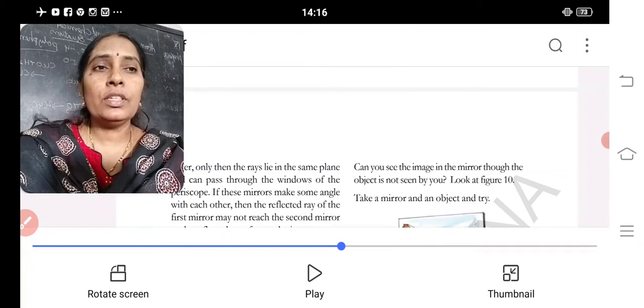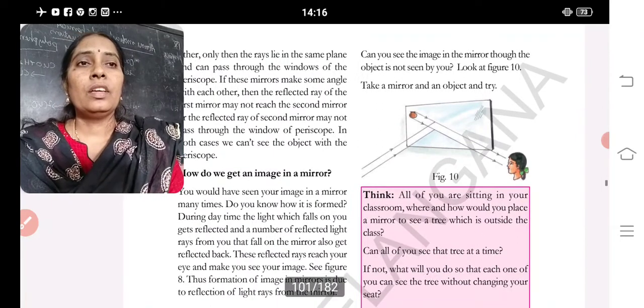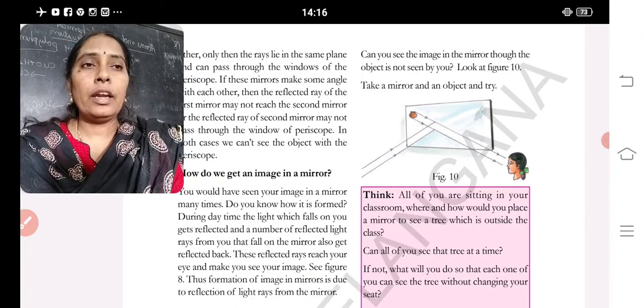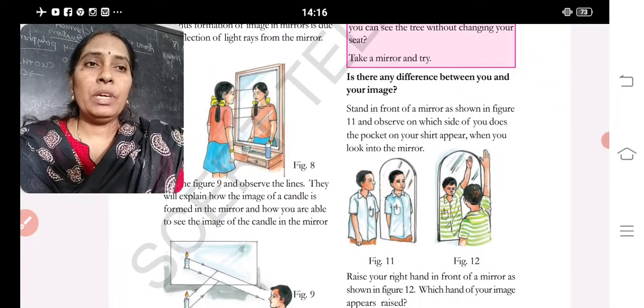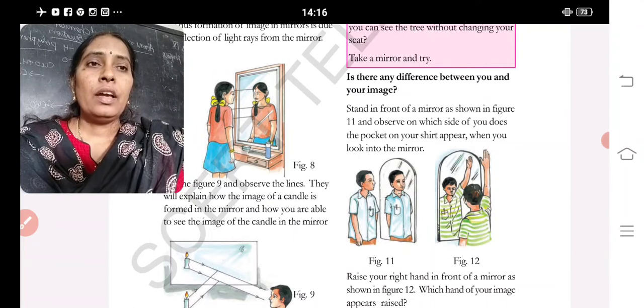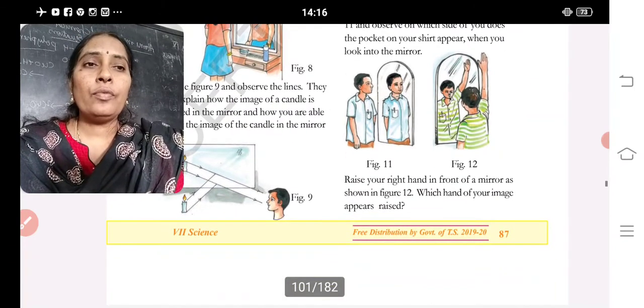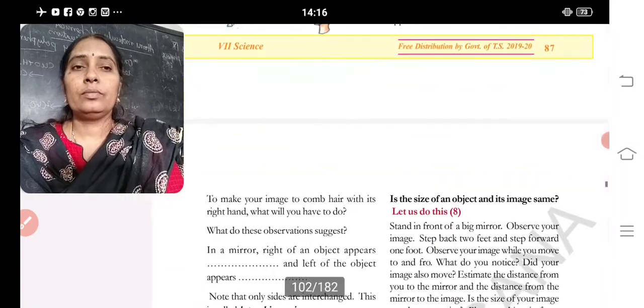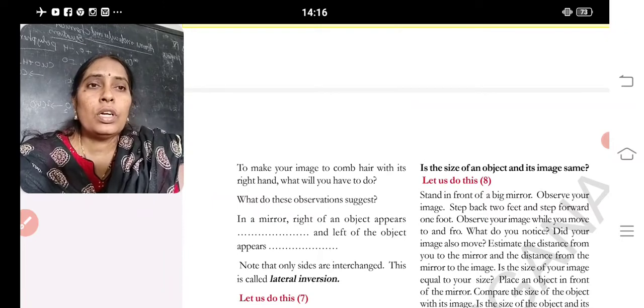Can you see the image in the mirror though the object is not seen by you? Look at figure 10. Take a mirror and an object and try. Is there any difference between you and your image? Stand in front of a mirror as shown in figure 11 and observe on which side the pocket of your shirt appears when you look into the mirror. Raise your right hand in front of a mirror as shown in figure 12. Which hand of your image appears to be raised? To make your image comb its hair with its right hand, what will you have to do?